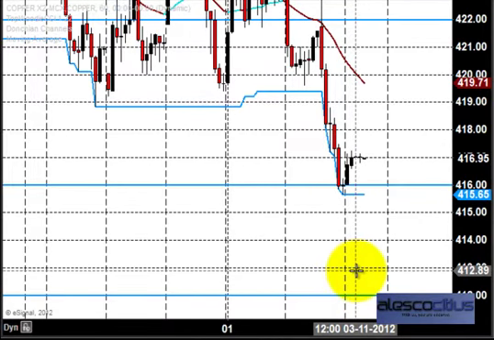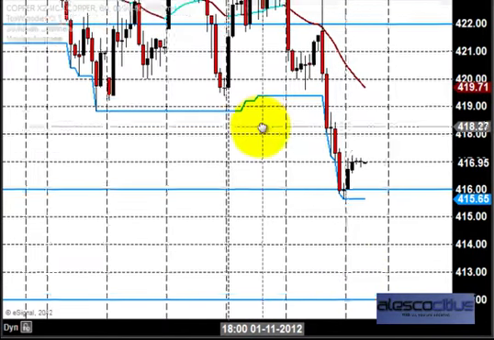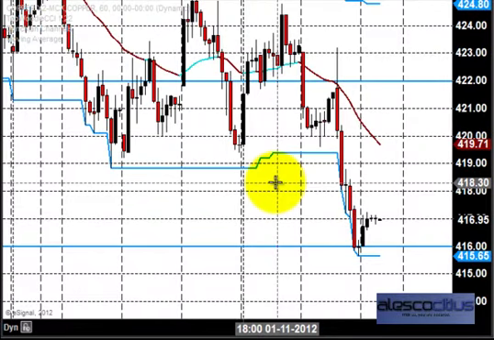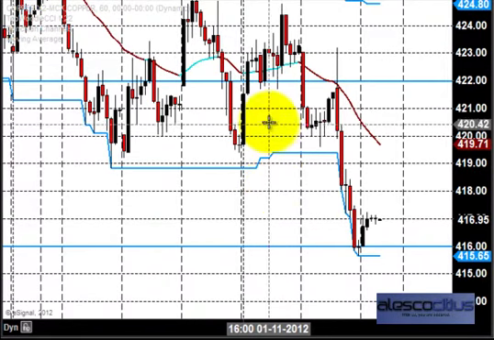Let us see what is going to happen during the trading session. Please follow the market very carefully. Don't try to trade against the trend. Stay with the trend. That will always help you.